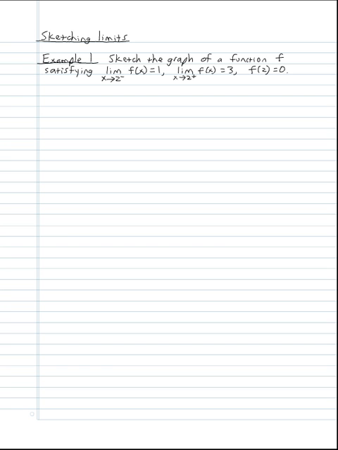The limit as x goes to 2 from the left of my function is 1. The limit as x goes to 2 from the right of my function is 3. And f of 2 is equal to 0.